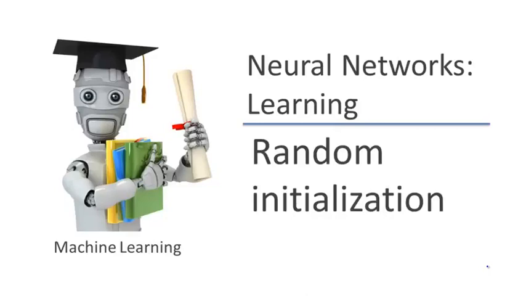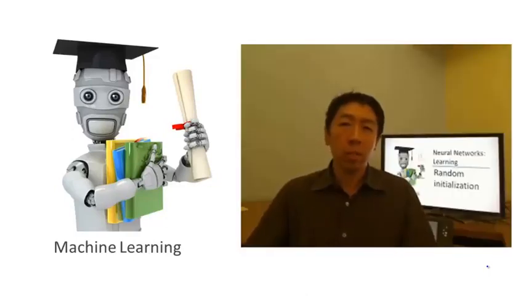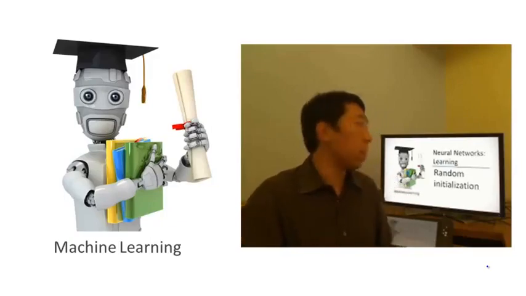In the previous videos, we put together almost all the pieces you need in order to implement and train a neural network. There's just one last idea I need to share with you, which is the idea of random initialization.